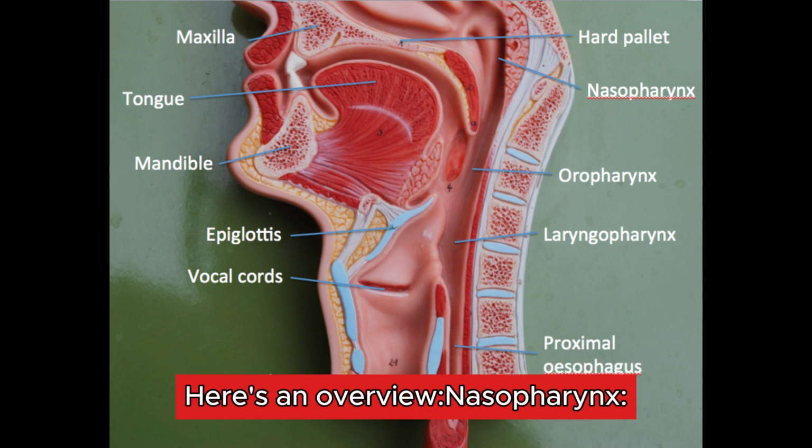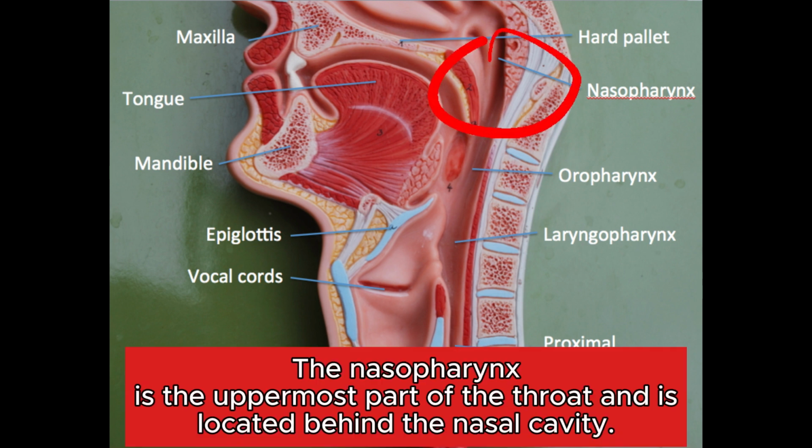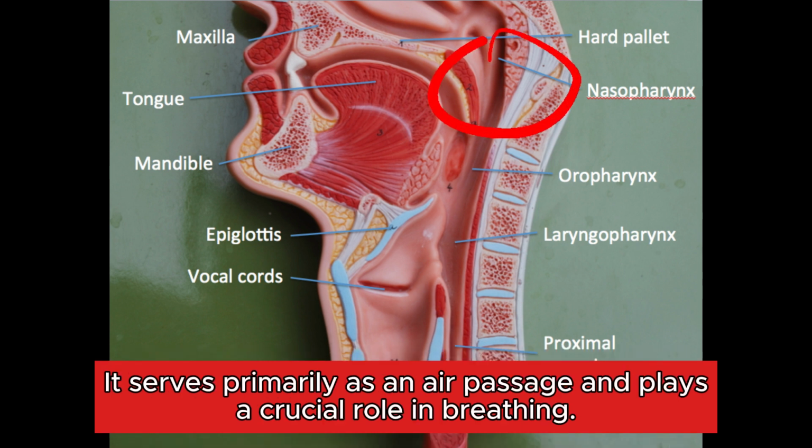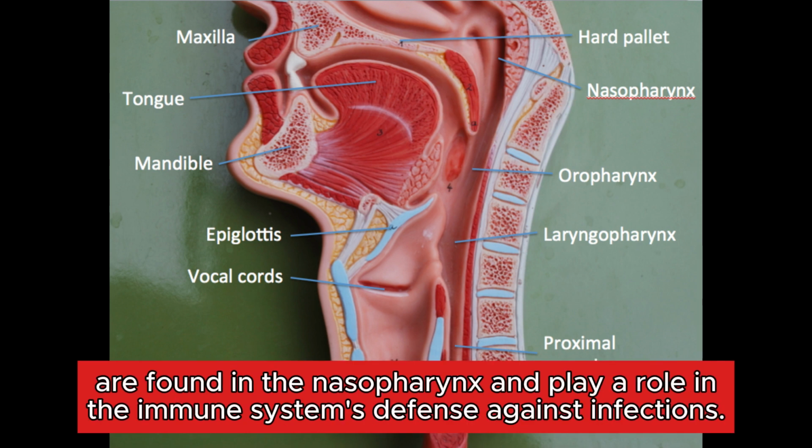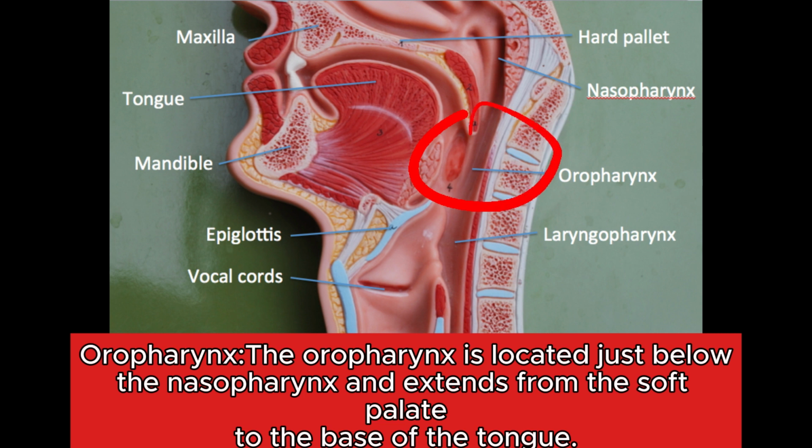Here's an overview. Nasopharynx. The nasopharynx is the uppermost part of the throat and is located behind the nasal cavity. It serves primarily as an air passage and plays a crucial role in breathing. The adenoids, a collection of lymphoid tissue, are found in the nasopharynx and play a role in the immune system's defense against infections.